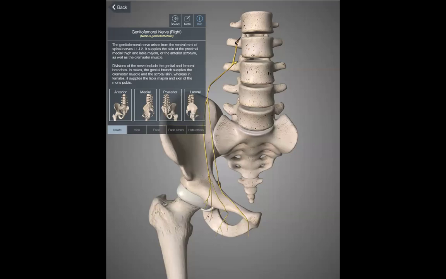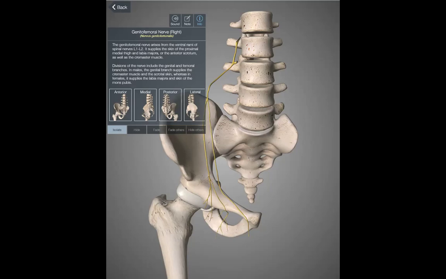And it arises from where? L1, L2. Gives you genitofemoral. The sensory function innervates the anterior part of the scrotum or the pubis or labia majora in females. So basically also genitals and also the anterior thigh, as we see. It just makes sense. L1, L2 comes down and innervates the genitalia and also sensory function of the thigh. Cremasteric because it controls the movement of the testicles in males.